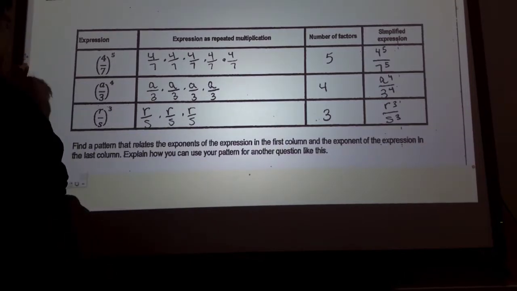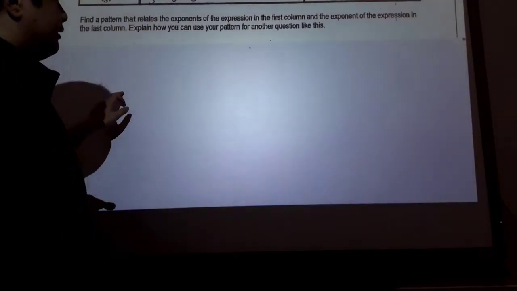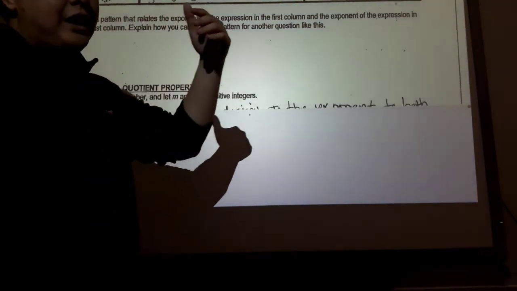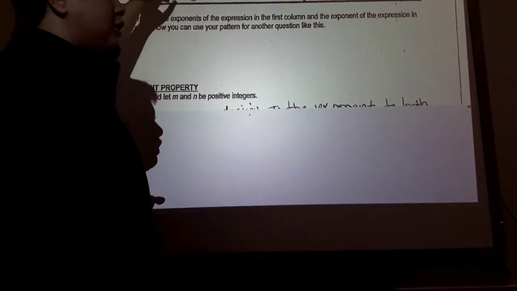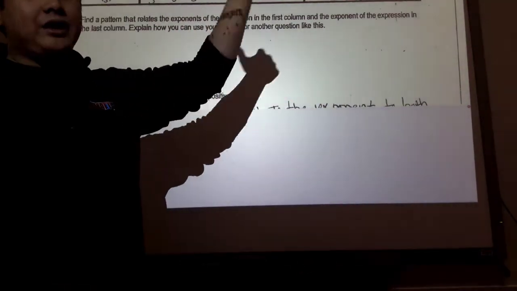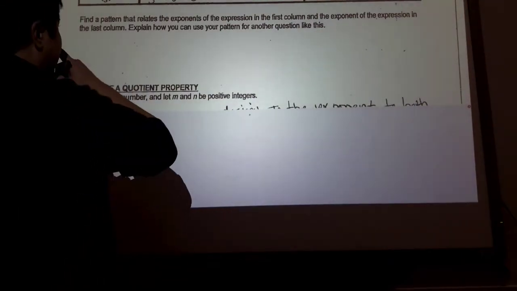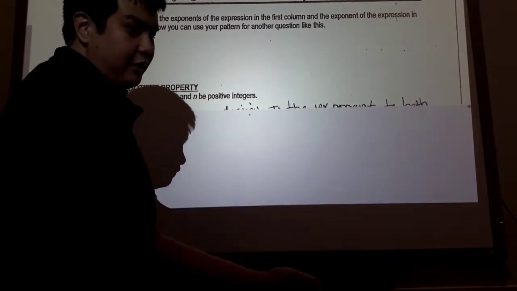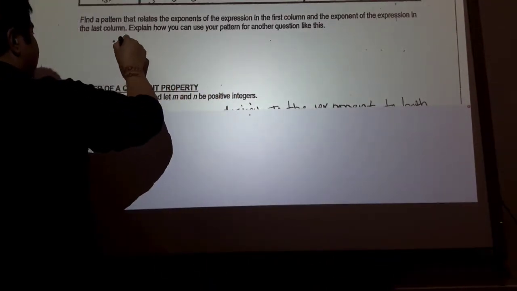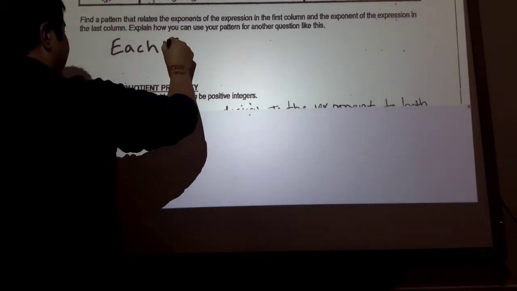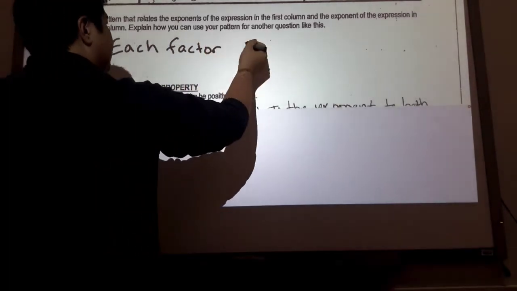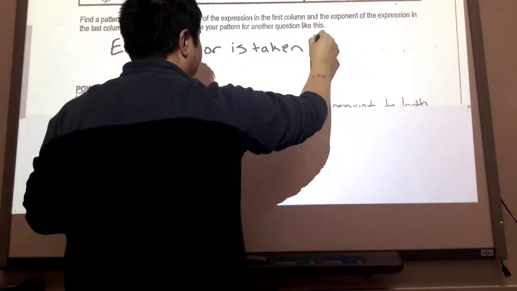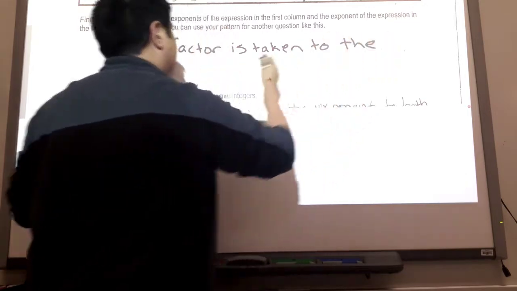And again, the pattern you are seeing is that each factor is going to be taken to a specific power. So for example here, r is taken to the third power, s is taken to the third power, and s still stays inside the denominator. Each factor is taken to the outside power.